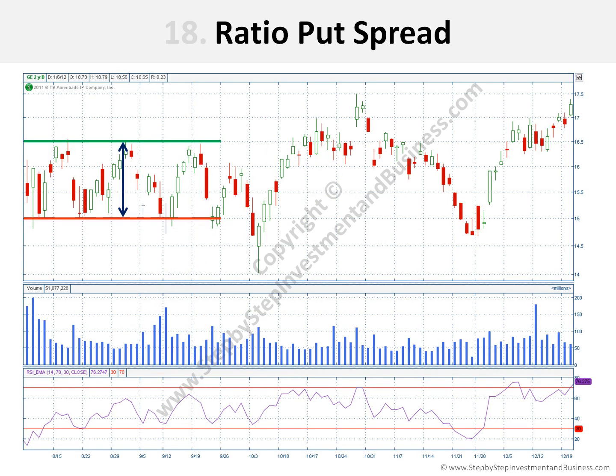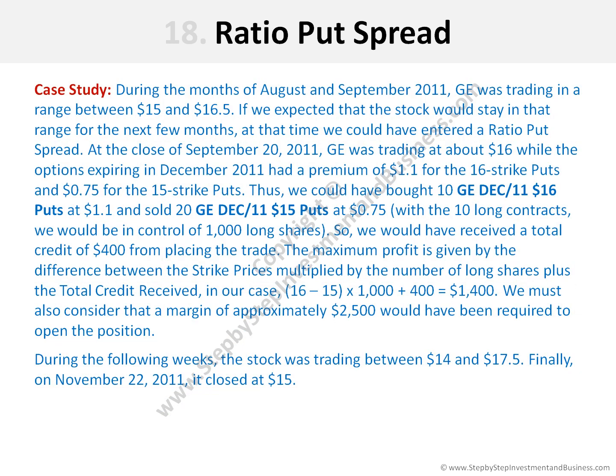Let's see an example of how this strategy works. Here we are seeing the stock chart of the General Electric Company. As we can see, during the months of August and September 2011, the stock was trading in a range between $15 and $16.5. If we expected that the stock would stay in that range for the next few months, at that time, we could have entered a ratio put spread.